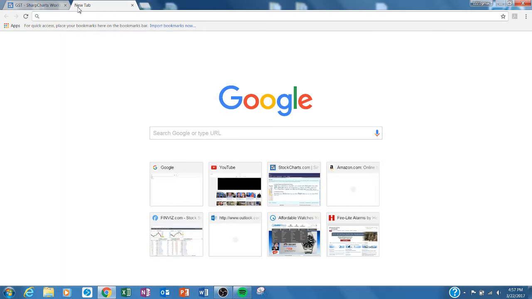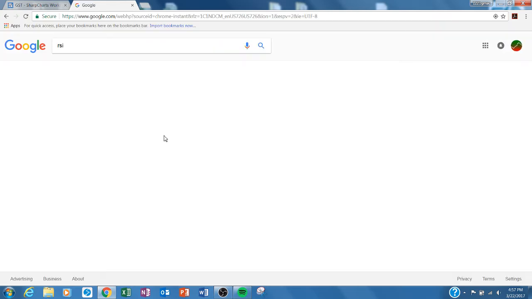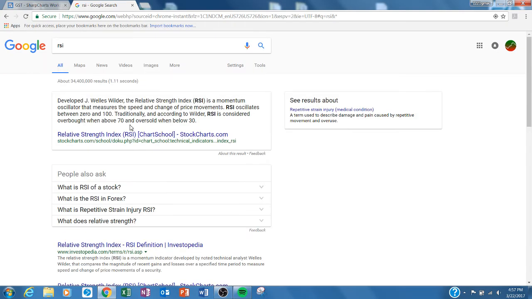Now, of course, if you wanted to know a little bit more about those, you could simply Google RSI. It gives you a little definition here. It says developed by J. Wells Wilder. The Relative Strength Index, RSI, is a momentum oscillator that measures the speed and change of price movement. RSI oscillates between 0 and 100. Traditionally and according to Wilder, RSI is considered overbought when above 70 and oversold when below 30.